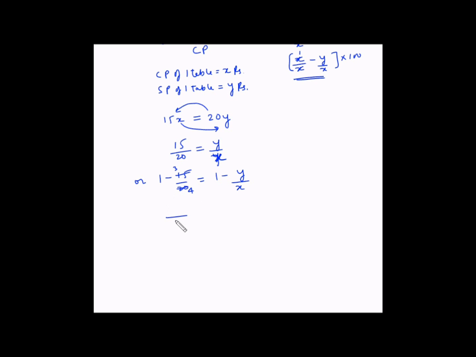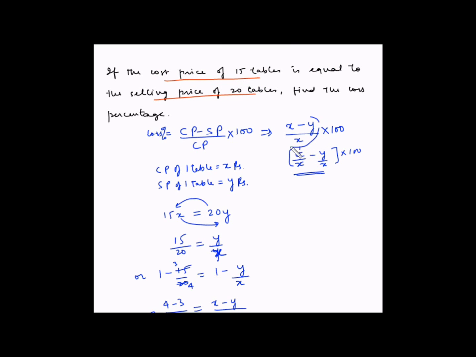So let's take 4 as the LCM. So 4 ones are 4 minus 3, and this is equal to, let's take X as the LCM. So 1 multiplied by X is X minus Y. So this is 4 minus 3 is 1 by 4 is equal to X minus Y divided by X. So this expression we have achieved.